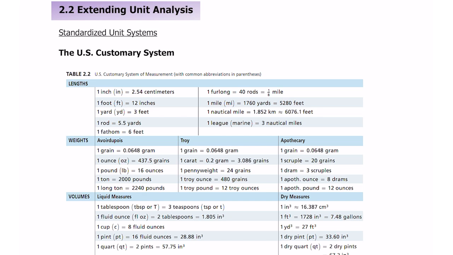Back. In this video, we're going to extend your knowledge of unit analysis to the two systems of measurement which we're going to focus on, which is the US customary system and then the metric system.